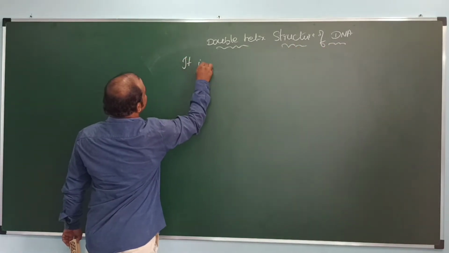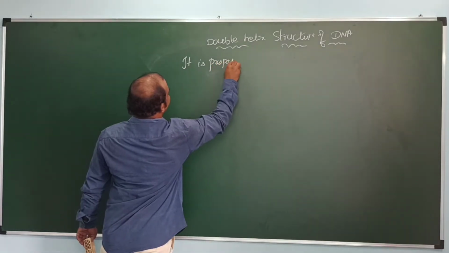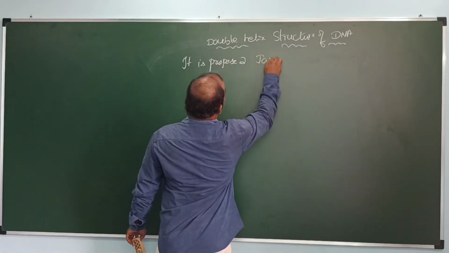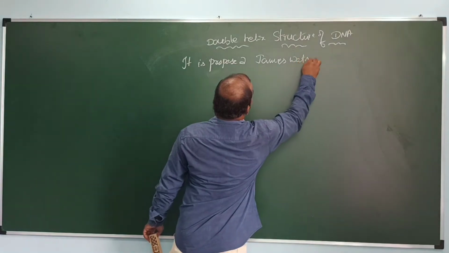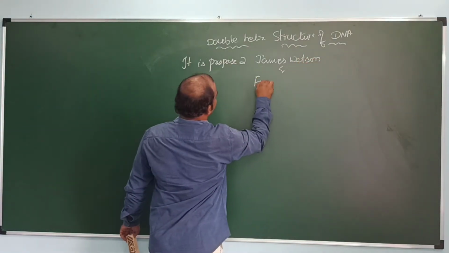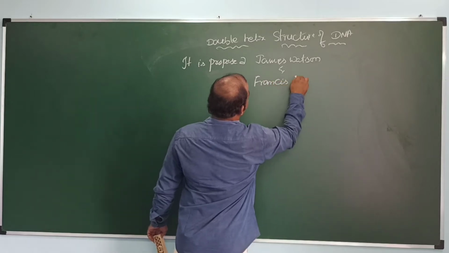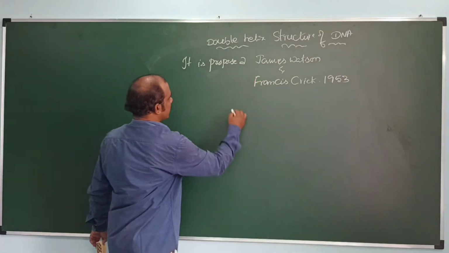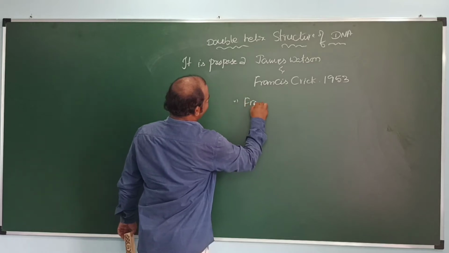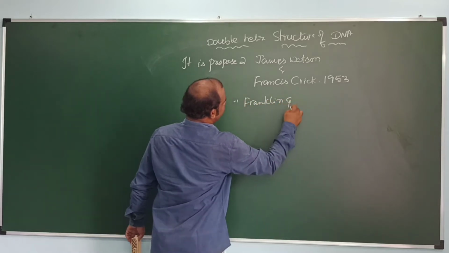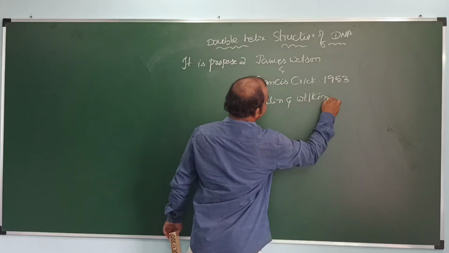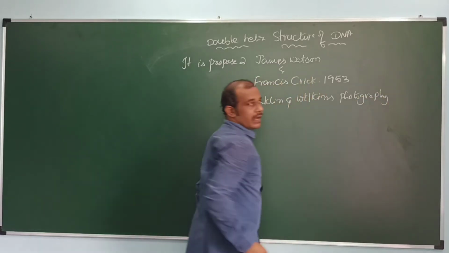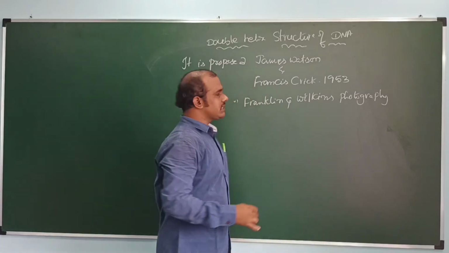It is proposed by James Watson and Francis Crick in 1953, according to Franklin and Wilkins photography technique, and also based on Erwin Chargaff's rule.